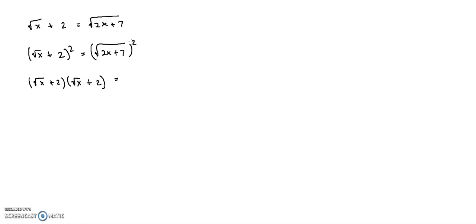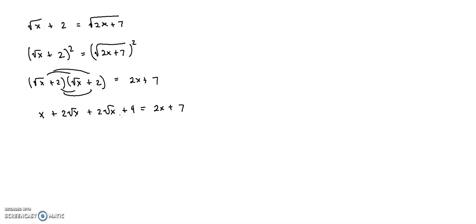On the left-hand side, the square and the square root do cancel because they happen at the same time, and we just get 2x plus 7. So on the left here, we're going to FOIL this out. FOIL, FOIL, FOIL. Square root of x times square root of x is x, plus 2 square root of x, plus 2 square root of x, plus 4 equals 2x plus 7.